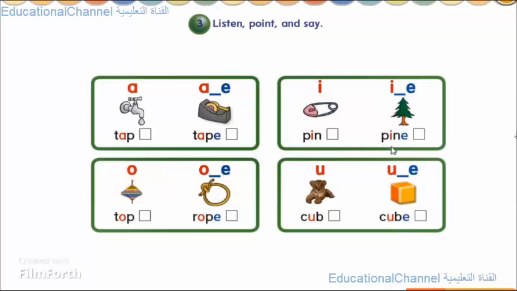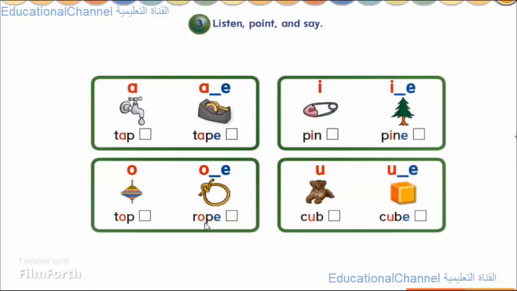O says, o, o, o, o, top. O and E says, oh, oh, oh, rope. Now you make the sounds and say the words. O, o, top. Oh, oh, rope.